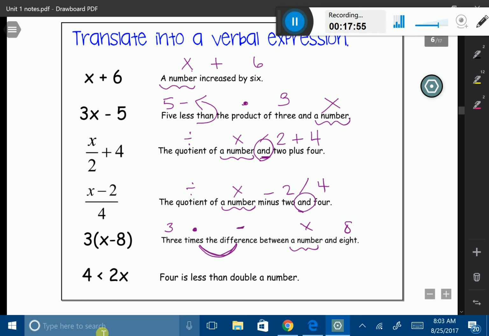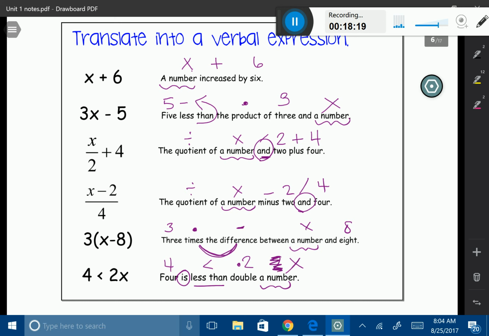And then my last one, 4 is. Anytime you see an "is," for right now, that's going to be an inequality. So 4 is less than double a number. So "is less than" is going to be my less than symbol. Double, that's going to be our times 2. And then, not a 2, that's going to be an x. So 4 is less than double a number.